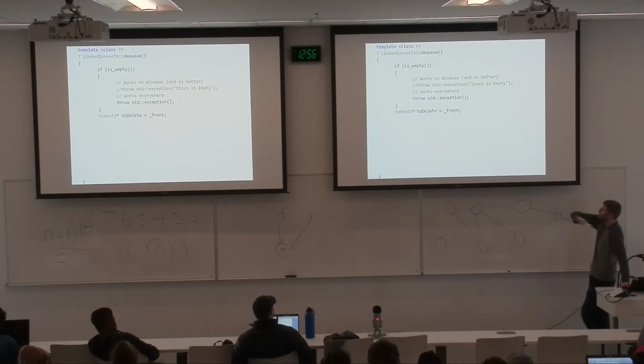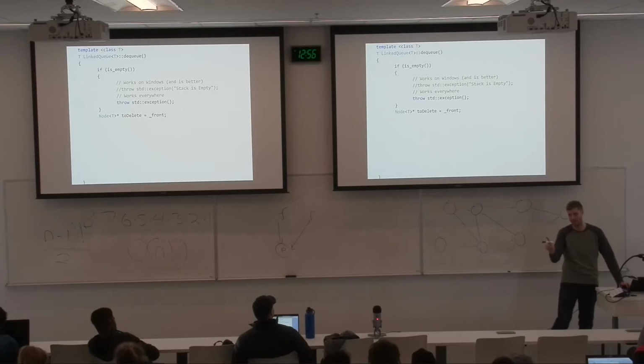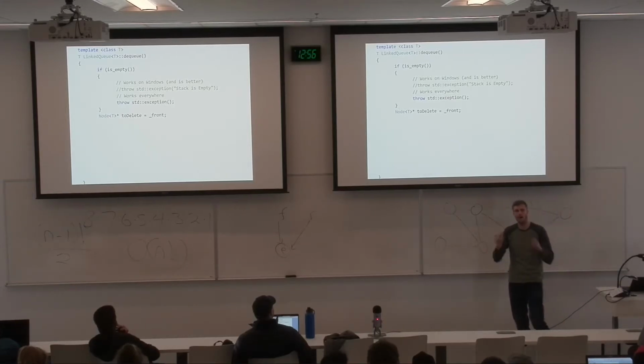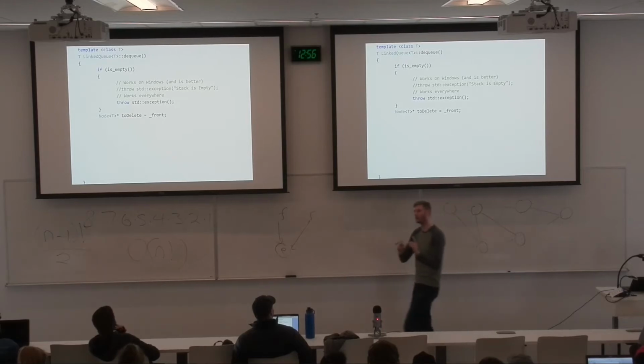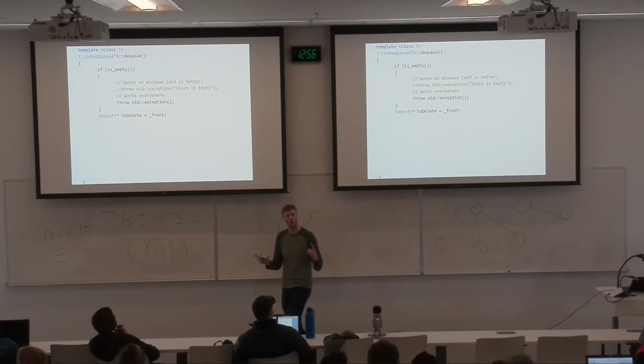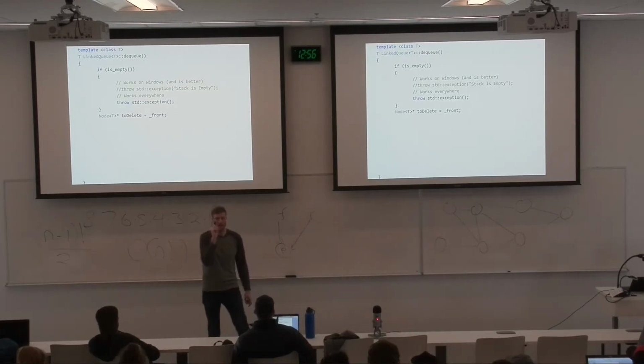Otherwise, we're going to create a pointer so it's not empty. Something must exist. I'm going to create a pointer. This is just a temporary pointer, and it's going to point to the front, right? But remember, it's not pointing to the data. It's pointing to the node that holds on to the data. That's a very important distinction.